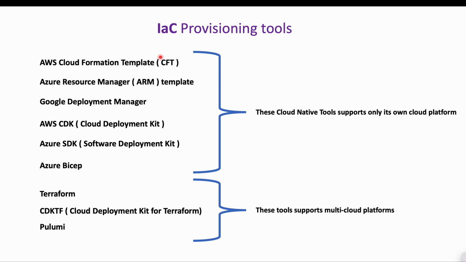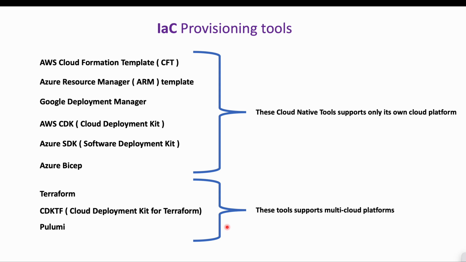Yeah. So as we have these many IaC tools, let's see the CFT, ARM, Google Deployment Manager, AWS CDK, Azure SDK, and Azure Bicep. These are all what we call native tools, cloud native tools, and each supports its own cloud. That means you can create resources only on its own cloud platform. But if you take Terraform, CDKTF, or Pulumi, they support multi-cloud platforms. It means you can create resources in any of the cloud platforms. So these are the main differences.